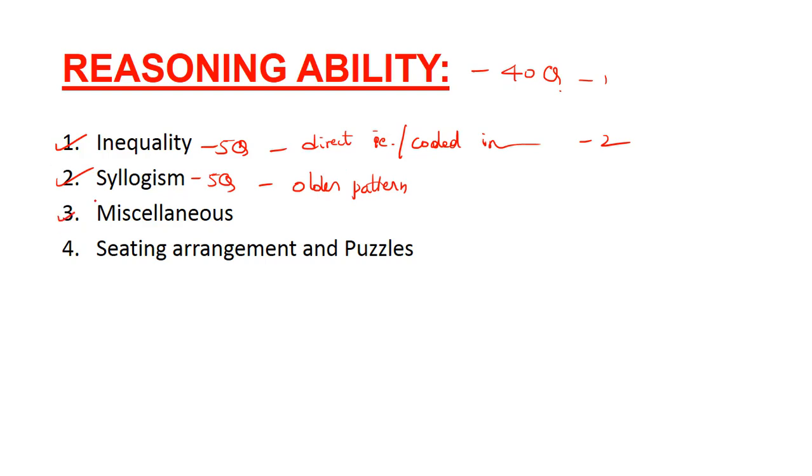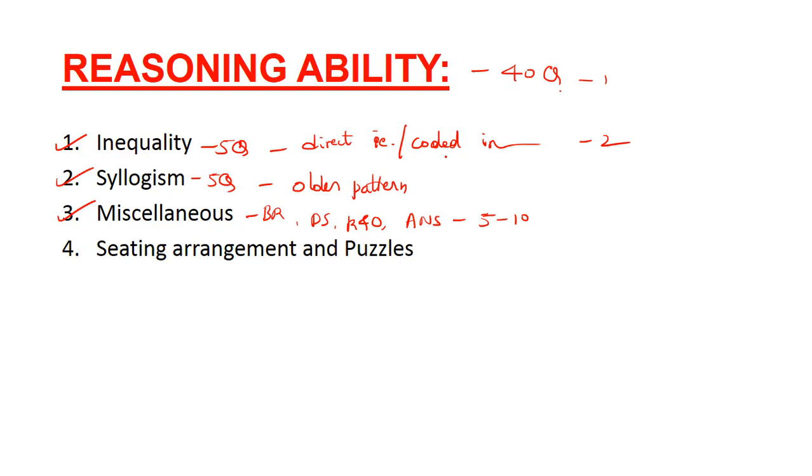Okay. The next topics are miscellaneous. This includes important topics like blood relations, direction sense, ranking and ordering, and alphanumeric series. Generally 5 to 10 questions can be asked from this topic. You can expect 2 to 3 questions from blood relations, 1 to 2 questions from direction sense, 1 to 2 from order and ranking, and 5 from alphanumeric series.